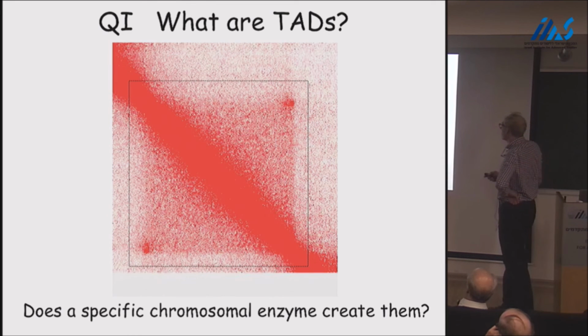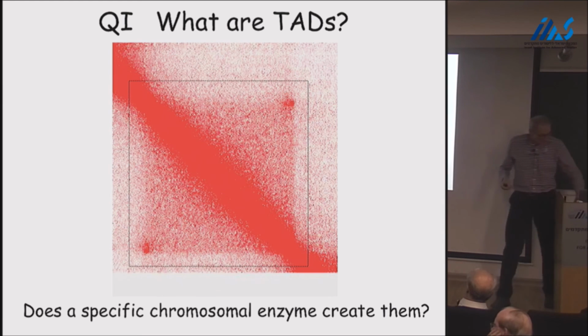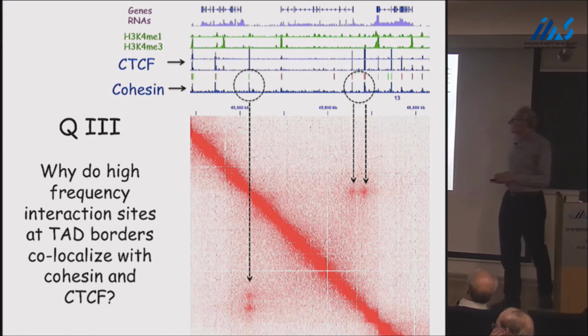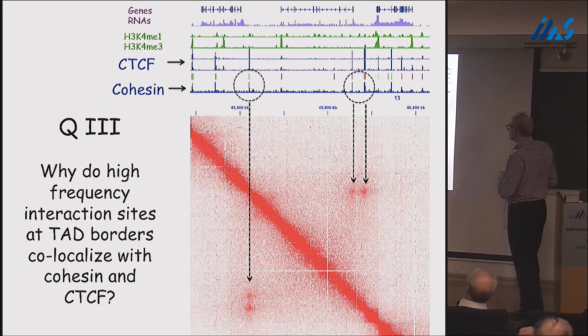What are the key questions that emerge that you'd like to know the answer to? What is a TAD? The second question: why are there particularly high frequency interactions at the borders of TADs? Question number 3: why do high frequency interaction sites at TAD borders co-localize with cohesin and CTCF?